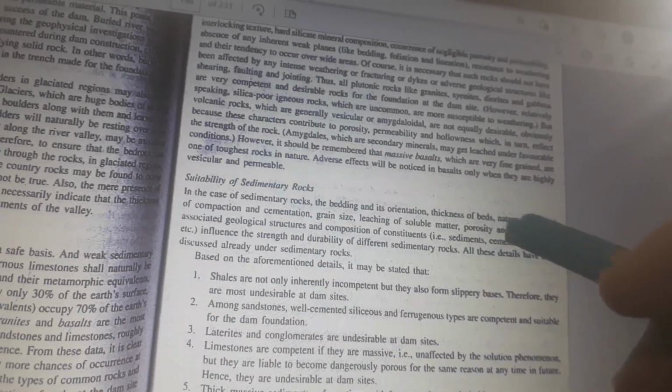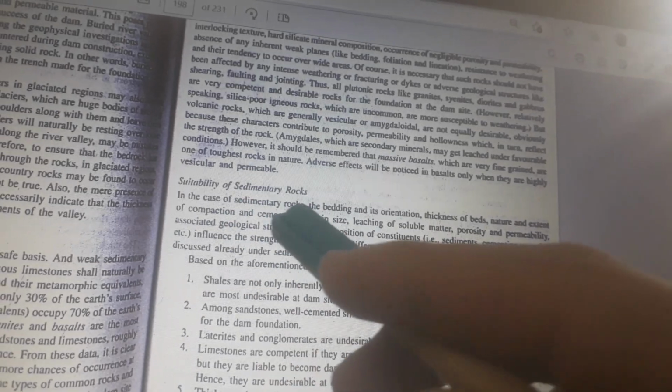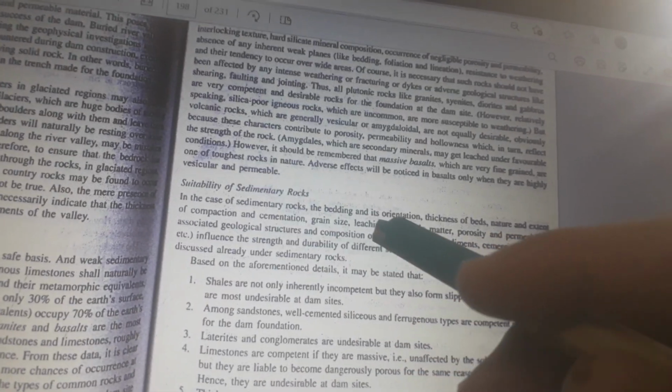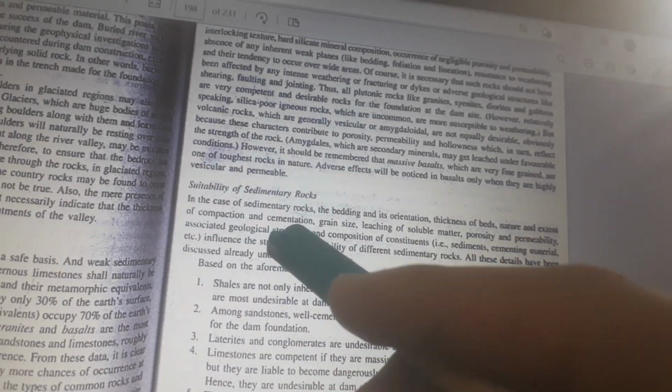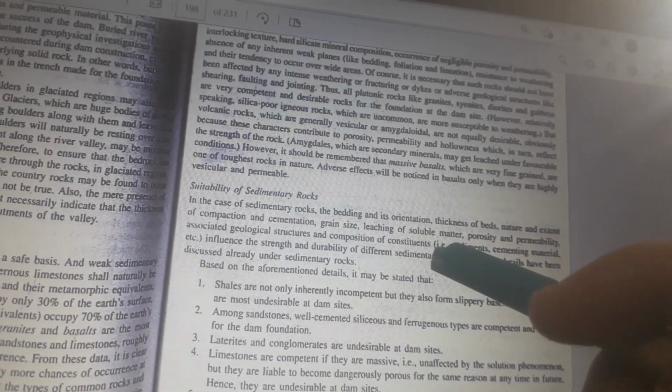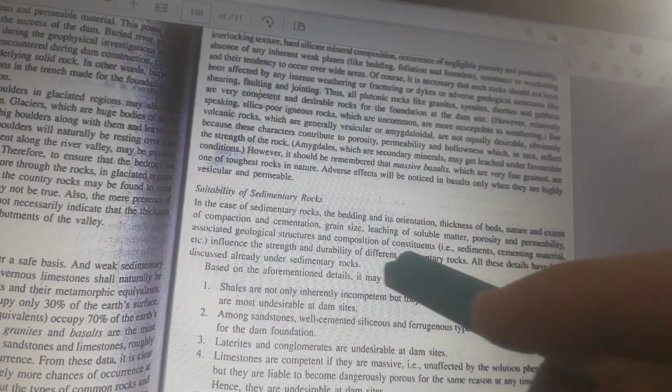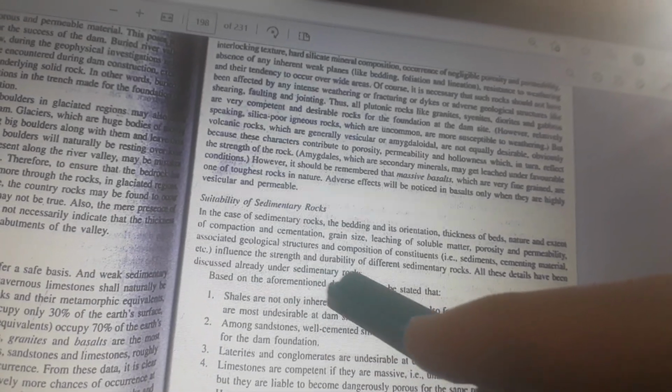Suitability of sedimentary rocks. In the case of sedimentary rocks, the bedding and its orientation, thickness of beds, nature and extent of compaction and cementation, grain size, leaching of soluble matter, porosity and permeability, acidity, geological structure and composition of constituents, that is sediments, cementing material, etc., influence the strength and durability of different sedimentary rocks. All these details have been discussed already under sedimentary rocks.